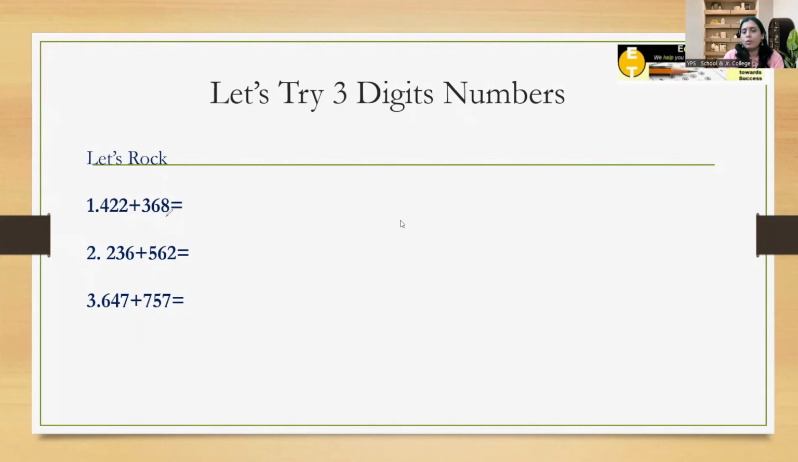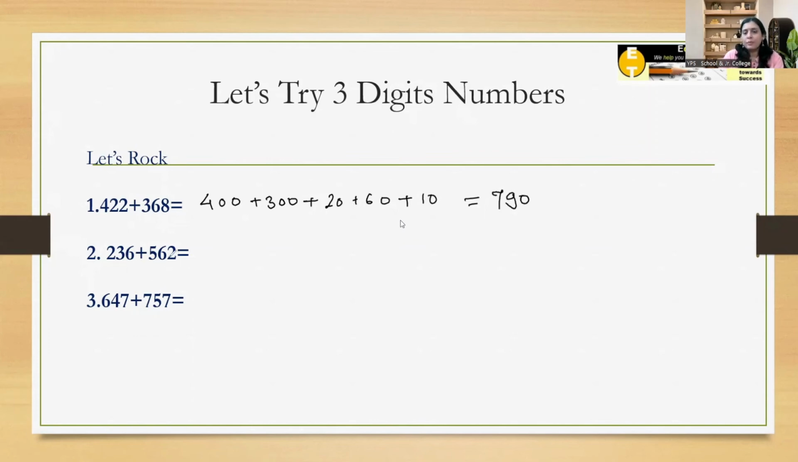So this is 422 plus 368. So 400. There are different methods for this, but I am using this method. 400 plus 300, and 22 plus 68. You can write this as 20 plus 60, and 6 plus 8 plus 2 is 10. Now that you know this, you can do it mentally. So 700, this is 20 plus 60 is 80 plus 10. 790 is the answer.